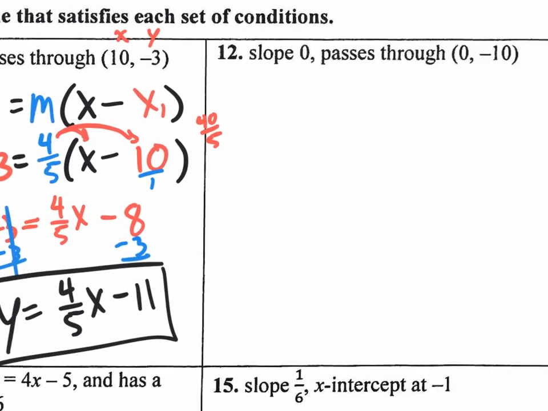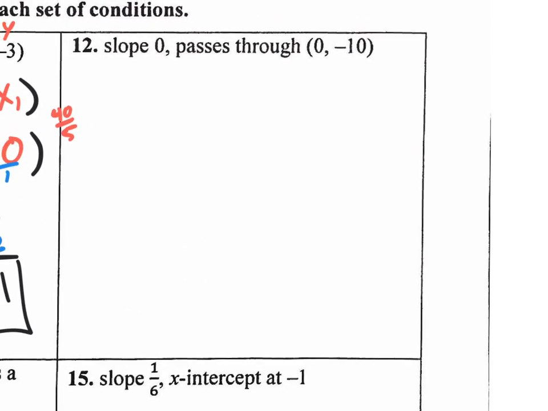Moving on. Number 12. They give us a slope and they give us a point, so we could write it in point slope form, right? However, well, let's think about it. The slope 0 would mean that it's totally flat, right? And we know that lines that are totally flat, you should be able to write it as y equals a number, because 0x would have no x, right? And we already know that it passes through the coordinate 0, negative 10.